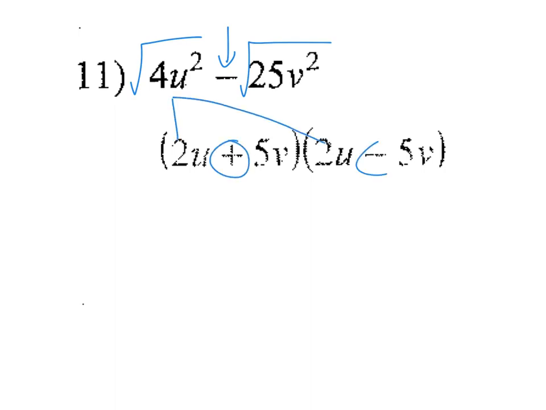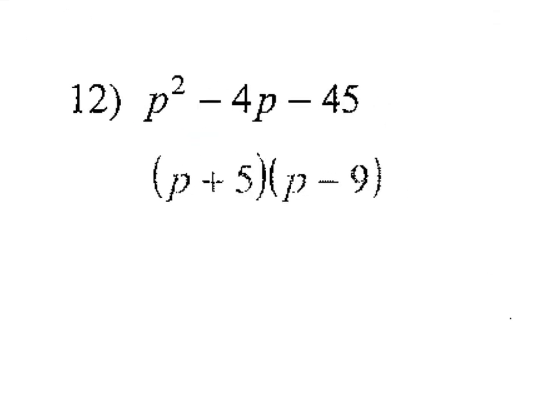You've got your plus, your minus, and then the square root of 25 is 5, but keep in mind you've got to have those y's tacked on the back side since it's on the back side up here. Okay. All right, number 12.